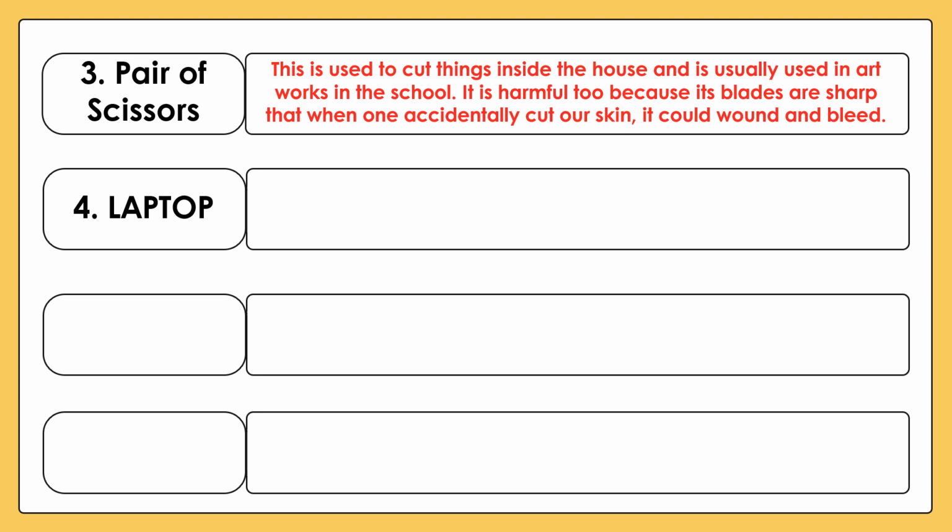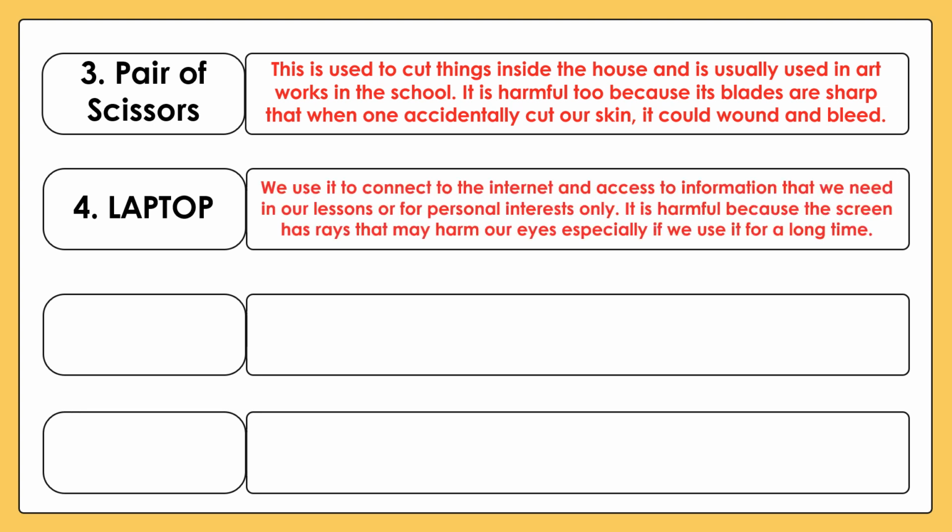Next, number 4 is laptop. We use it to connect to the internet and access information that we need in our lessons or for personal needs or interest only. It is harmful because the screen has rays that may harm our eyes, especially if we used it for a long time. Number 5 is alcohol.